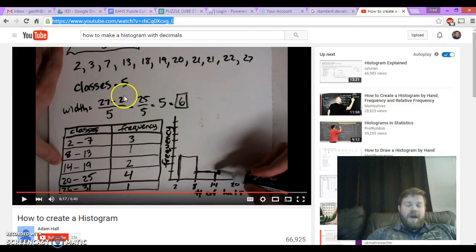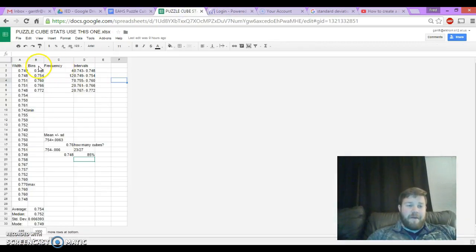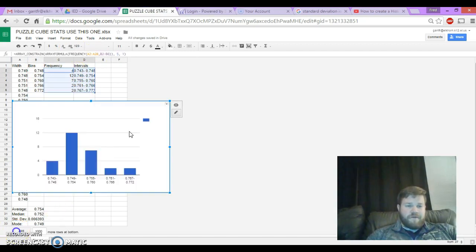Okay, so I actually included a link to this video as an additional resource to walk you through a little bit of the steps of the parts of the bins. But if you notice, here I have my bin. So those are what's called your little separation points. You have 0.748, 0.754, 0.760. And then here, my intervals and my frequency all within that are what you want labeled and separated to start creating the histogram.